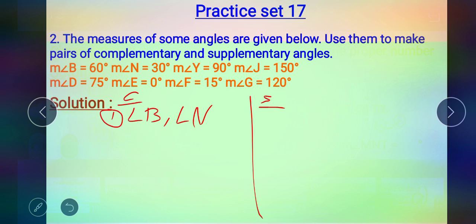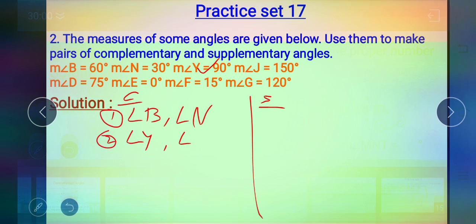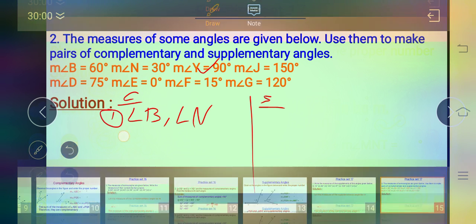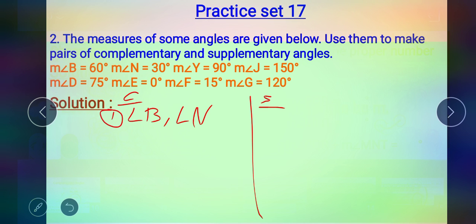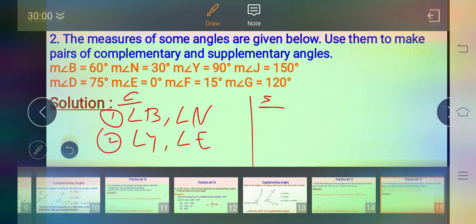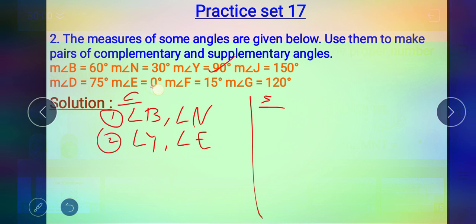In the same way, when I take Y 90, the other angle should be 0. So here I'll get E, students. 90 plus 0 is 90 only. So when I take angle Y, I have to take angle E simultaneously. Y is 90, E is 0. 0 plus 90 will remain 90 only, students.